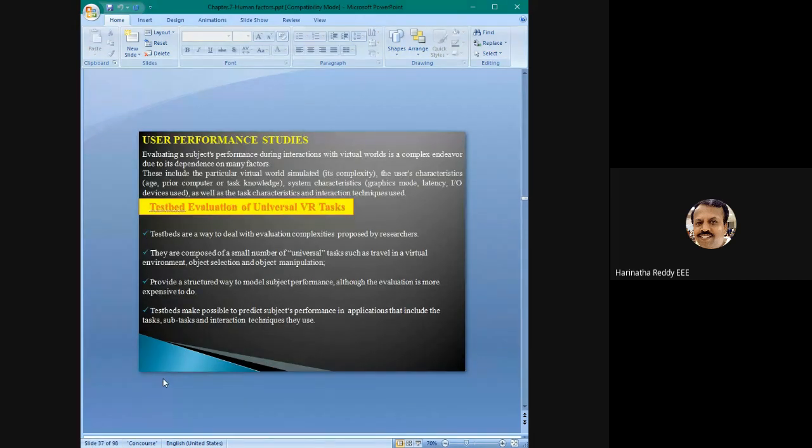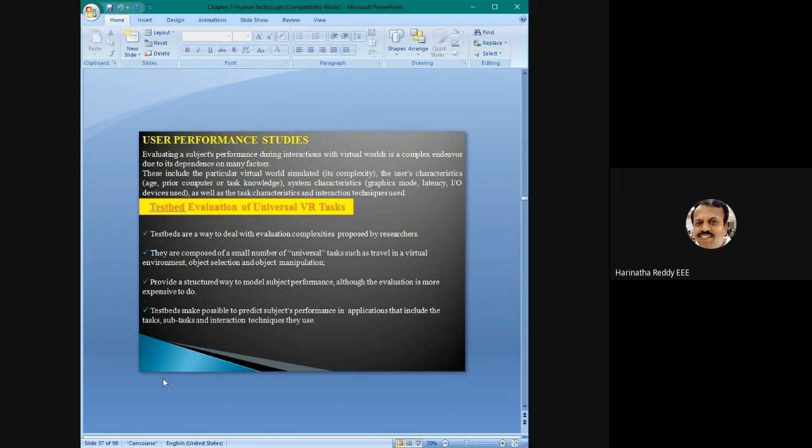Is it clear? So I repeat once again, test bed evaluations are nothing but they are composed of a small number of universal tasks such as travel in a virtual environment, object selection, and object manipulation. So in a virtual world, you are going to take one particular task here.